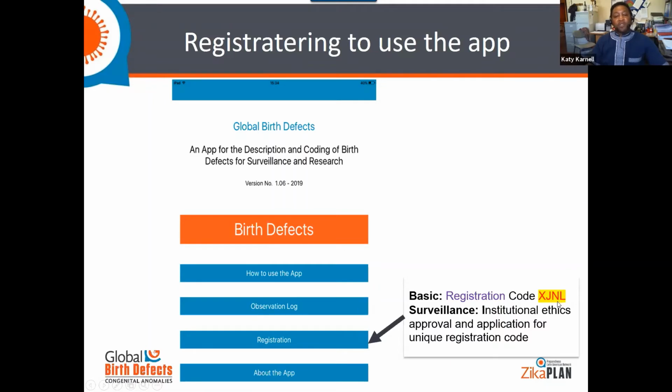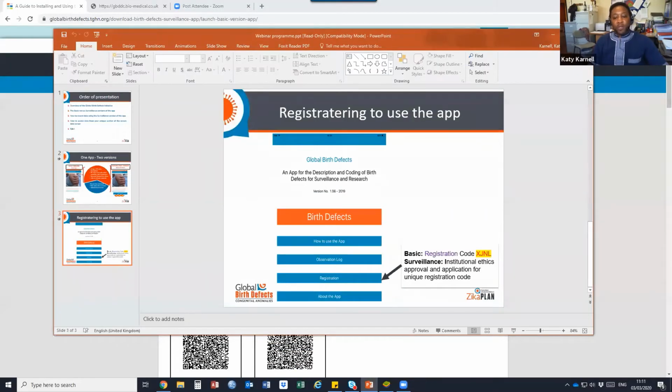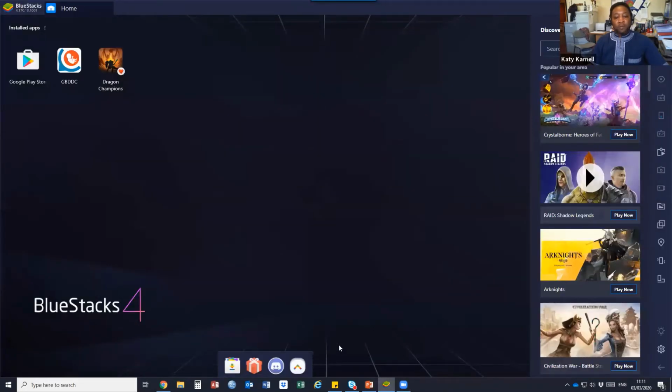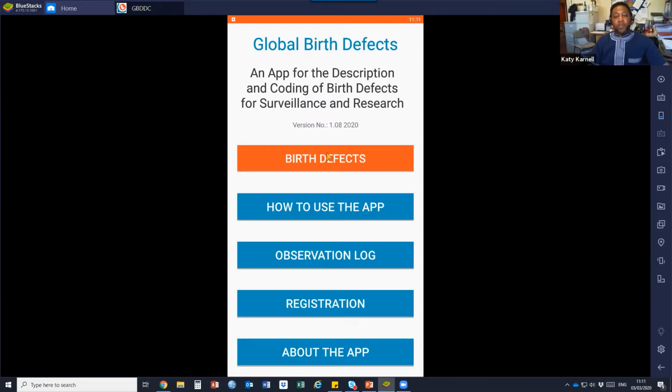For you to have a surveillance version, the institution or the surveillance system has to apply to the Global Birth Defects, and we will issue you with your registration code to unlock the surveillance version. But before you do this, your institution must have ethical clearance to be able to use the surveillance version. So that is it about the basic difference between the surveillance and the basic version. I will now take you to the main part of this presentation, which is to tell you about how the surveillance version functions in terms of recording data.